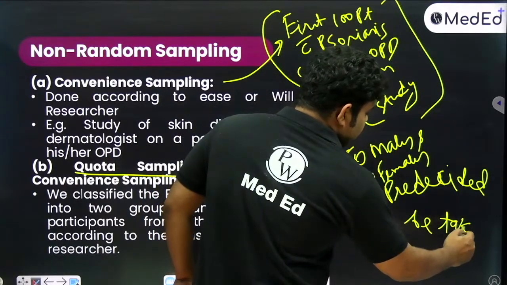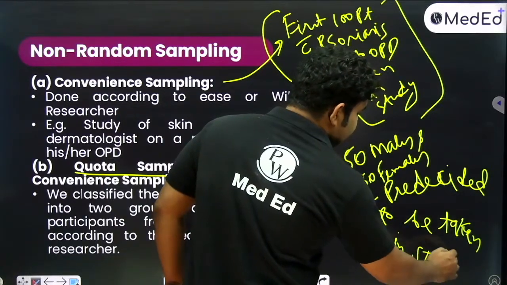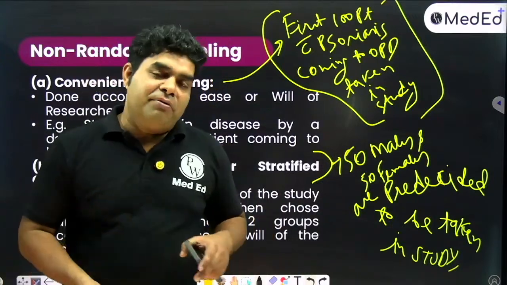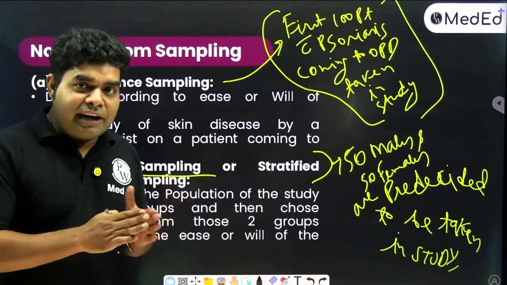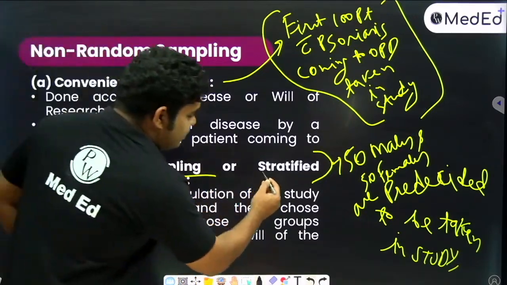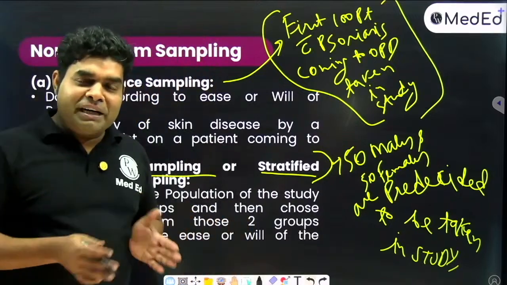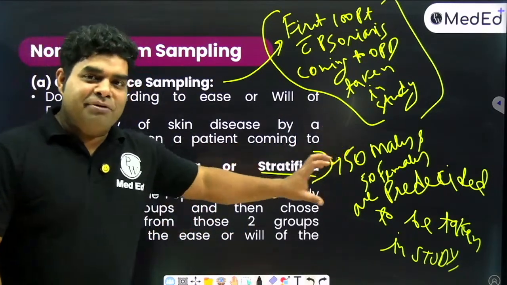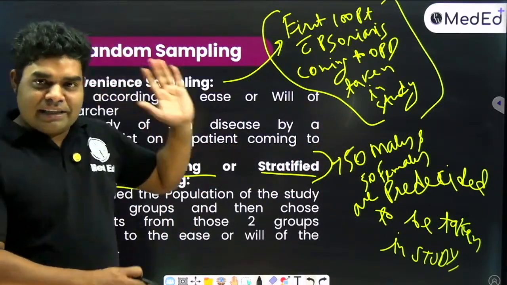So what Dr. Avinash has done, he has put a strata, a layer, that out of 100, 50 will be male, 50 will be female. He is still doing convenience sampling, but he is doing it after dividing them into two groups. That's why quota sampling is known as stratified convenience sampling. He is sitting in OPD, doing it easily, but after dividing. He put a quota that 50 should be male, 50 should be female. So quota sampling is stratified convenience sampling.